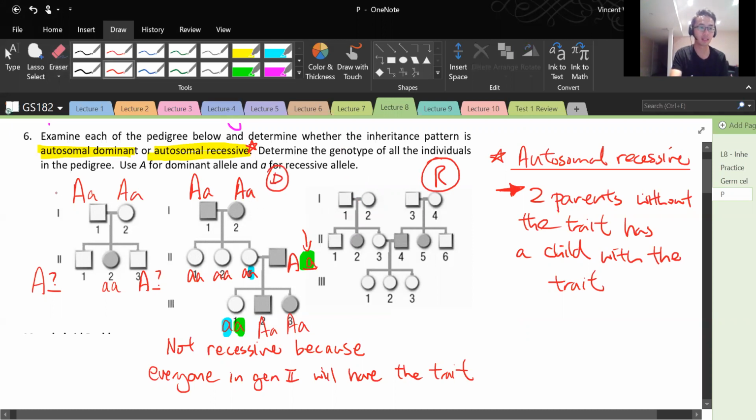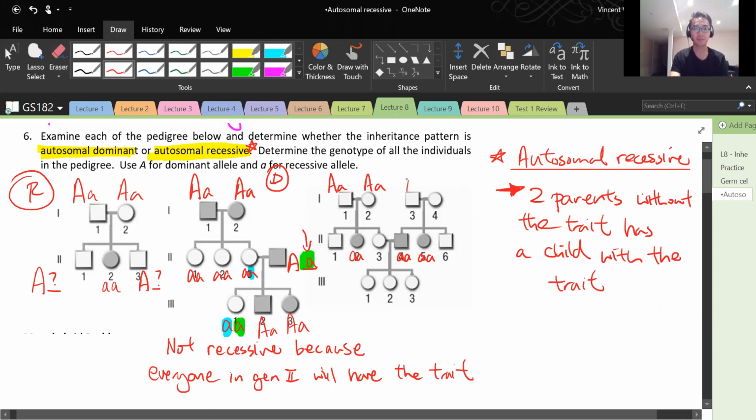If this is dominant and this one is recessive as well, once you figure that out, then this is small a, small a, small a, small a, small a, small a. And then the parents are going to be big A, small a, like that, because that's the only way to have a child that has the trait. Same thing over here. Big A, small a, big A, small a. Okay, let's figure out the rest.